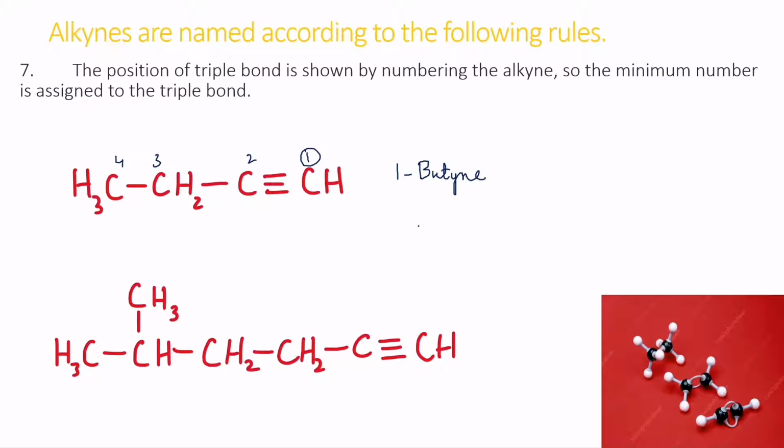butyne. And over here a group is also present, which I will name first. So it would be 1, 2, 3, 4, 5, 6. The group is attached with carbon number 5, so its name would be 5-methyl-2-hexyne.